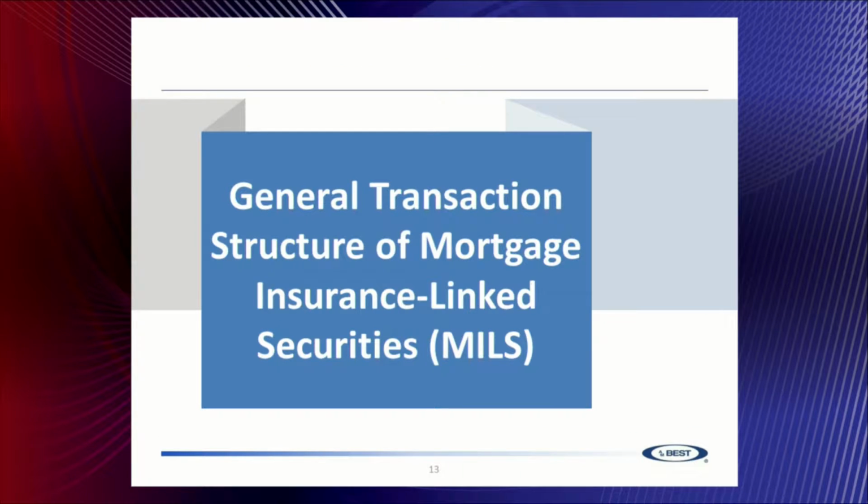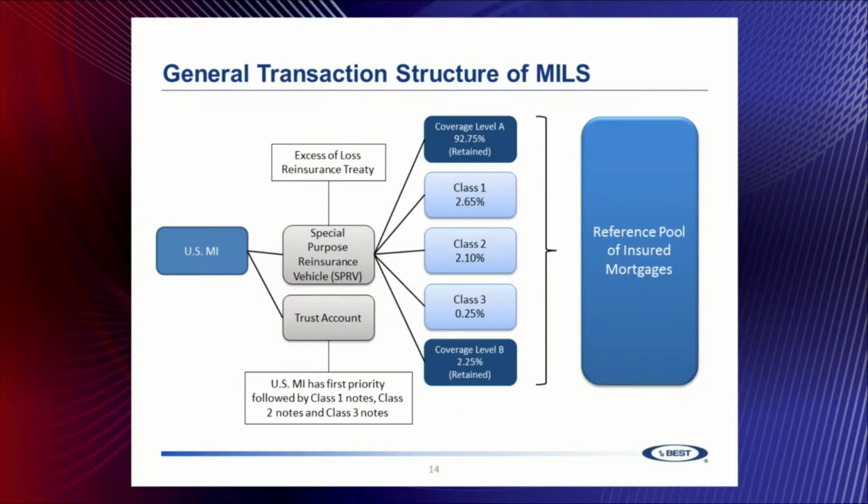Let's now talk about the general transaction structure of the MILN transactions. In this diagram, you see the ceding insurer on the left-hand side, USMI, enters into an excess of loss reinsurance agreement with a special purpose vehicle, or SPRV. And this excess of loss reinsurance transaction is based on the reference pool that you see on the right-hand side.